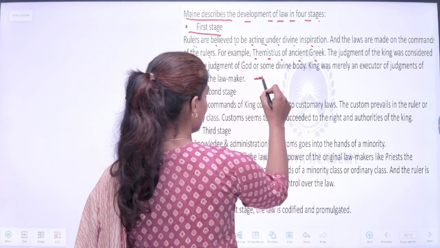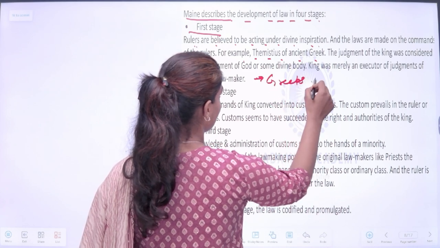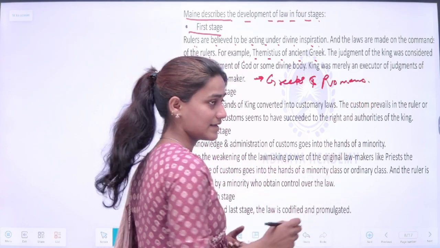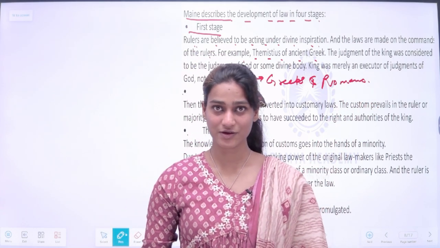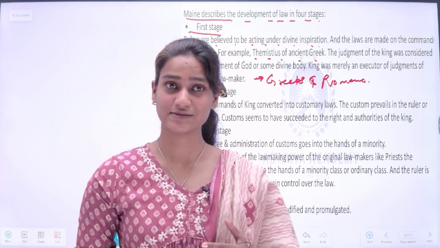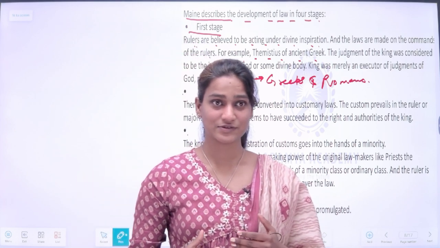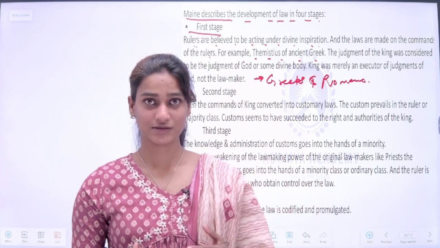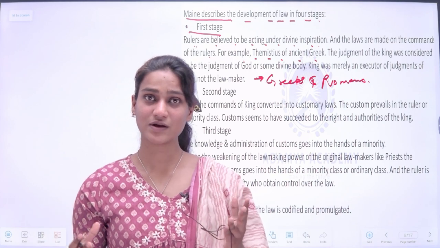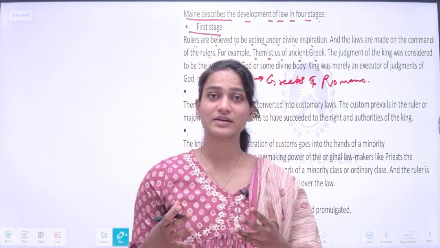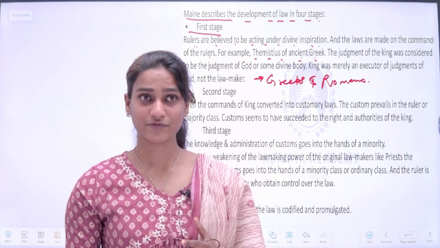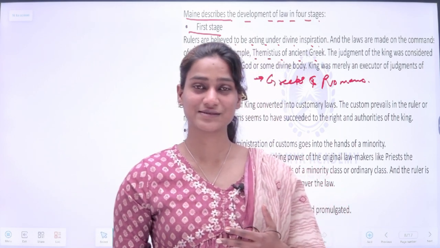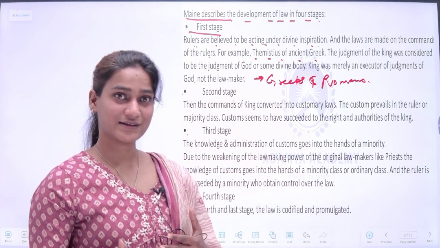So in this theory, the Greeks and Romans emphasized that the kings are the sovereign, and whatever the king told us, we have to follow it as it is, according to what the king has told us. But in this, they also considered that the words of the king are directly given from what God has wanted us to do. So the king is actually what God has told us to do.